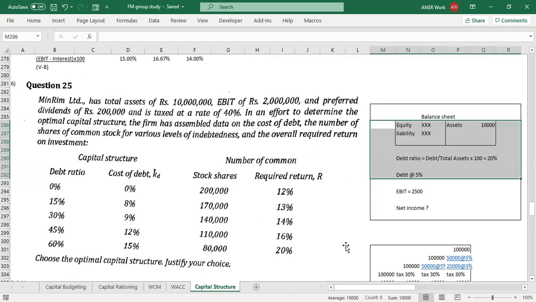Dheeraj, here EBIT is given and stock shares are given, right? Is stock shares the cost of equity? I mean, value of equity?